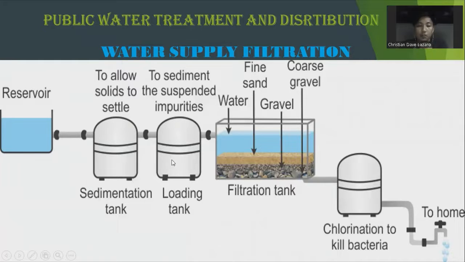After the loading tank, it goes to the filtration tank, where the filtering happens. The first layer is coarse gravel, the second layer is gravel, and the third layer is fine sand. Finally, the water goes to chlorination to kill bacteria.